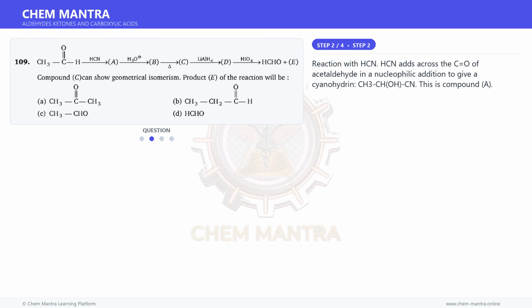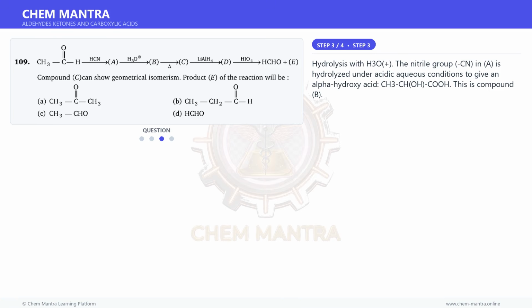Reaction with HCN. HCN adds across the C=O of acetaldehyde in a nucleophilic addition to give a cyanohydrin, CH3CH(OH)CN. This is compound A. Moving on to the next step.